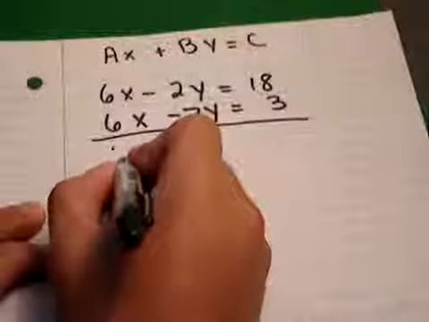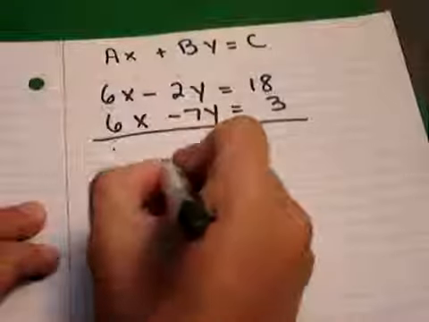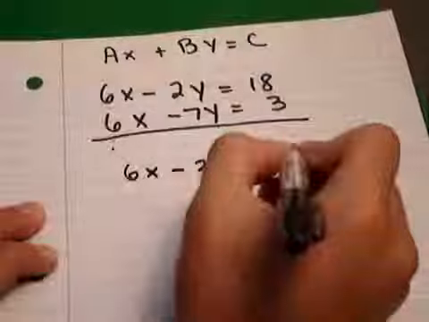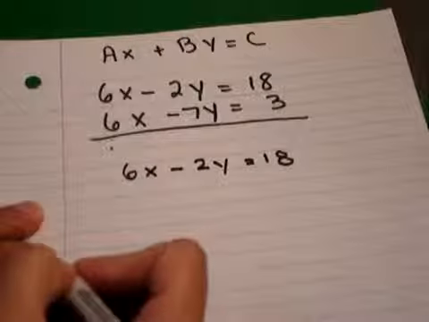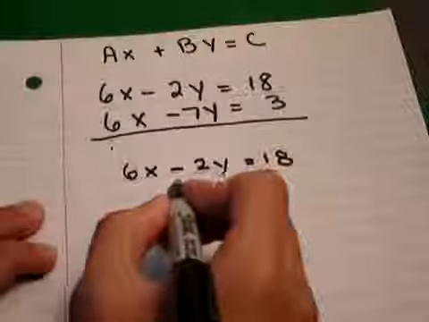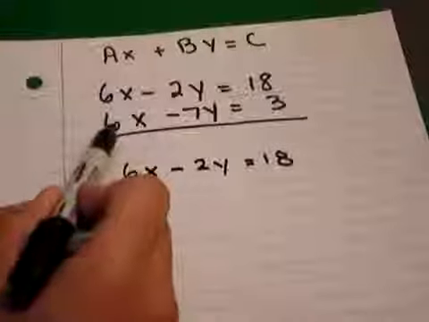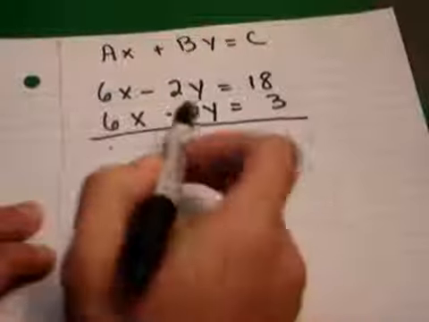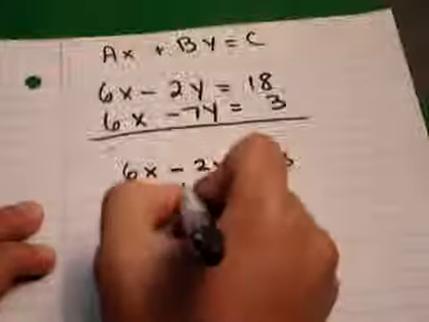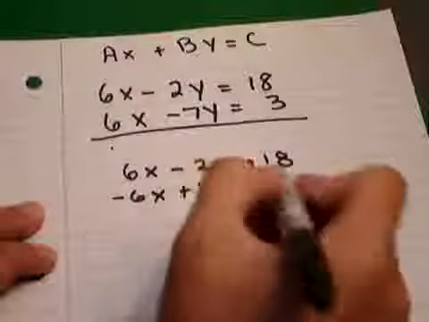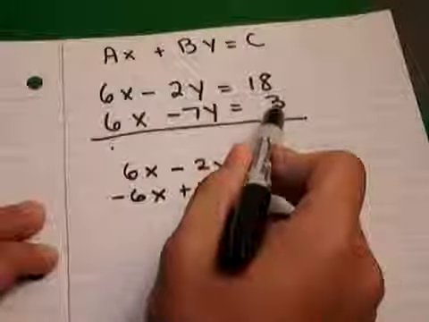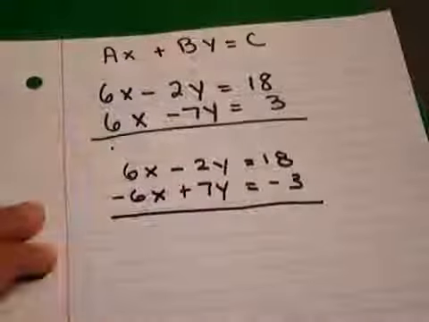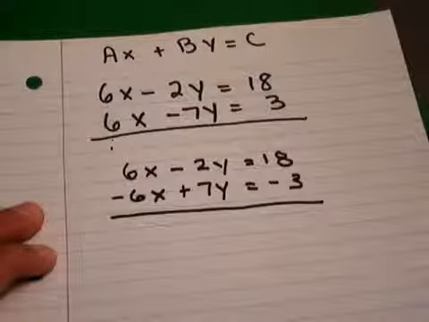I'm going to rewrite the top equation, 6x minus 2y is equal to 18. Now I'm going to write the bottom equation with the signs changed. So instead of 6x, it's going to be -6x. Instead of -7y, it's going to be a positive 7y. And instead of a positive 3, it's going to be a -3. So that's your new equation.